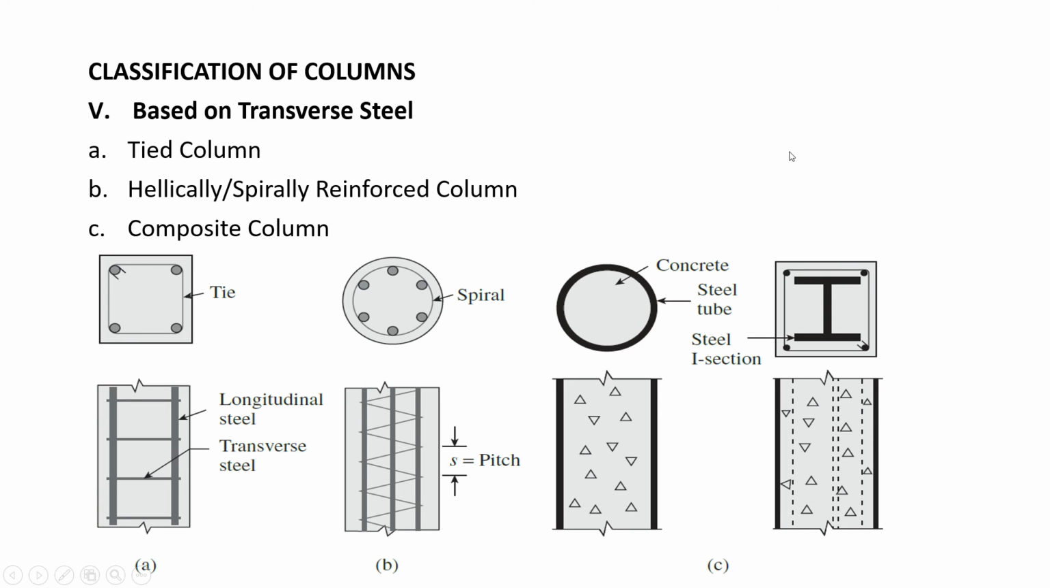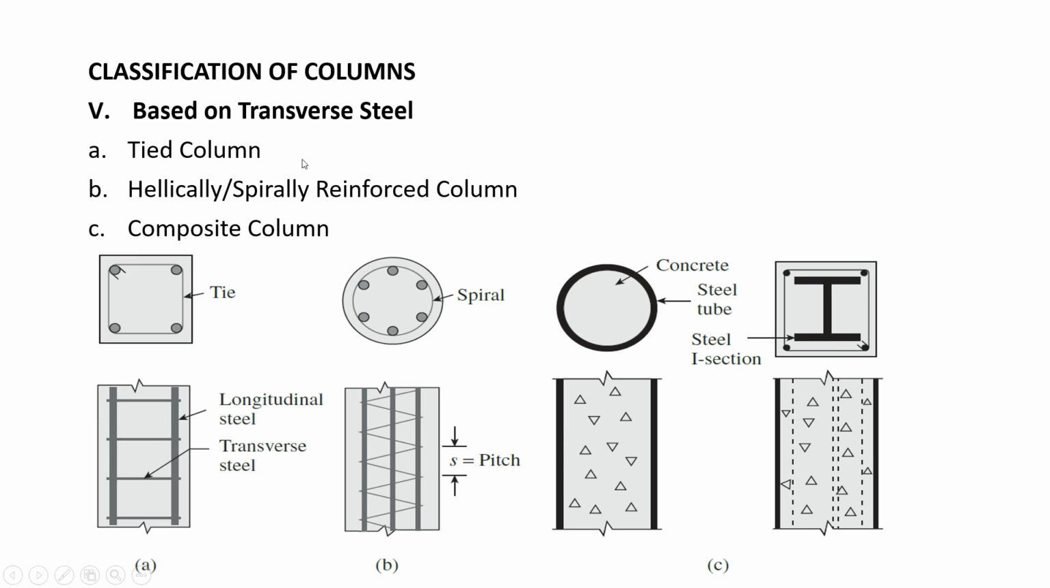And if my column has a central core made of steel, that may be an I section, surrounded by concrete outside that I section, then we will also call it a composite column. So in the case of composite columns, we have two types: there may be concrete inside the steel tube or there may be steel inside the concrete.